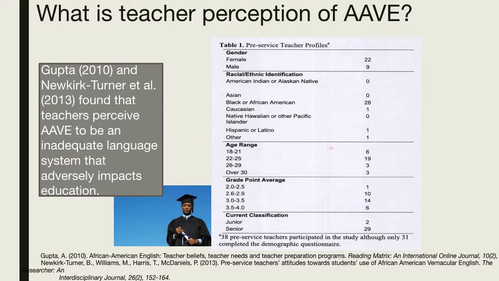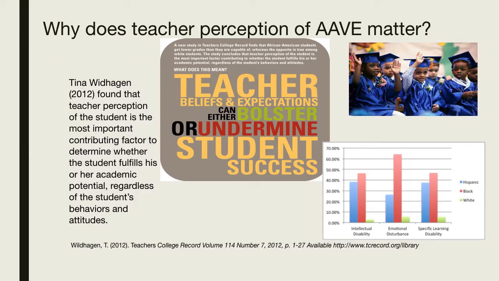Can I just add that what's especially fascinating to me about those pre-service teachers surveyed in 2013 is that the majority of them were Black or African American. A total of 31 pre-service teachers completed the demographic portion of the survey, and 28 of them were Black or African American. I find it fascinating that this suggests that there just might be more than cultural mismatch at work here and the negative perceptions of AAVE and the students who speak it.